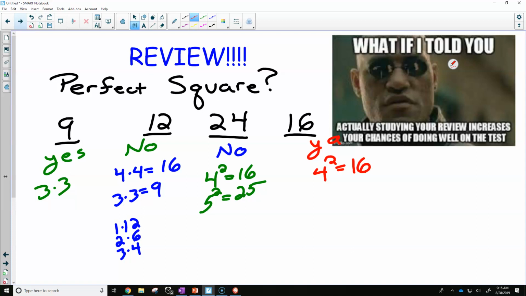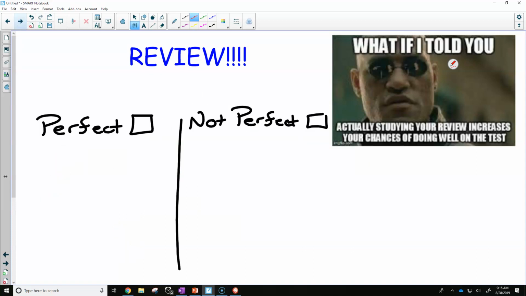Alright, real quick, let's see if you guys totally understand this. Who can give me a perfect square number? 16. 9. 81. No, it's 49. 144. Okay, let's go with not perfect squares.